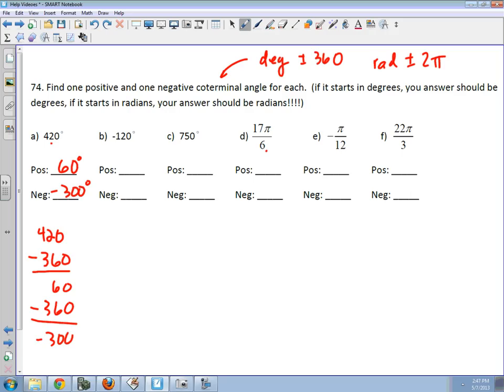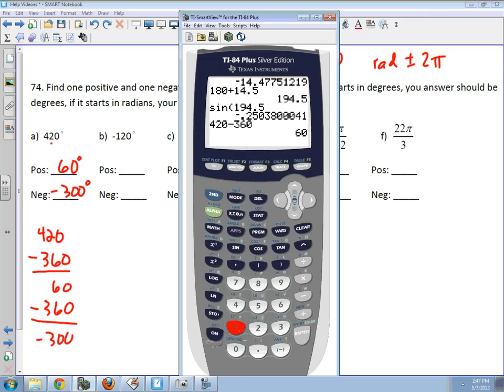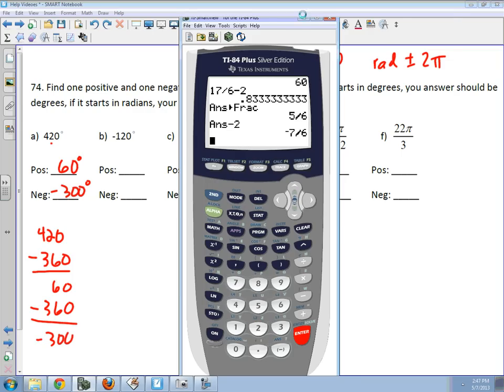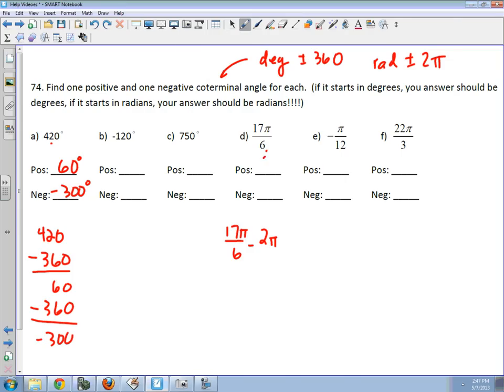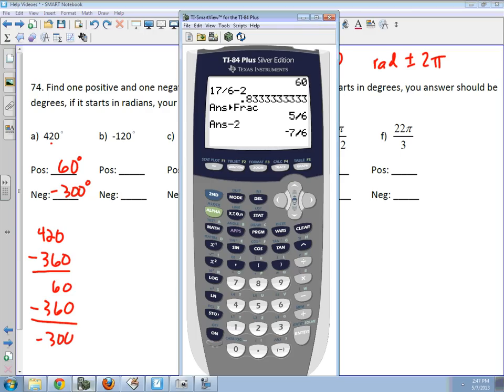Going to part D, we could look at radians. So 17 pi over 6 minus 2 pi. All right. In your calculator, you could do this. This is the way we did it in class. But if I do 17 over 6 minus 2 pi, I just don't touch pi. And I know that there's pi attached to this. So 5 pi over 6 minus 2 pi. Again, now don't touch pi. Negative 7 pi over 6. So I see 5 pi over 6 and negative 7 pi over 6. Again, when you put it in your calc, just don't touch pi. All right.